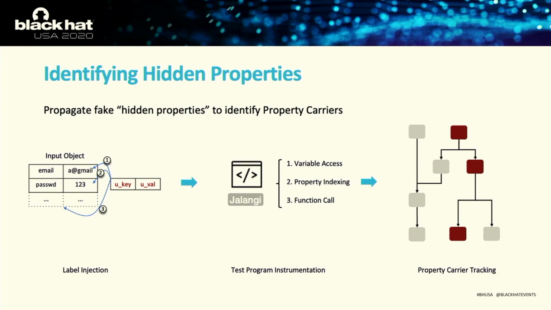To observe the program execution, we leverage a JavaScript analysis framework called Jalangi to instrument our test program. Since we are studying the data flows, we instrument only the variable read and write, object property indexing, and the function calls. Then we execute the program. During the execution, Lynx will examine every object within the data flow. If an object carries our property labels, we will record it for further analysis, and we will call the objects that carry the labels property carriers.